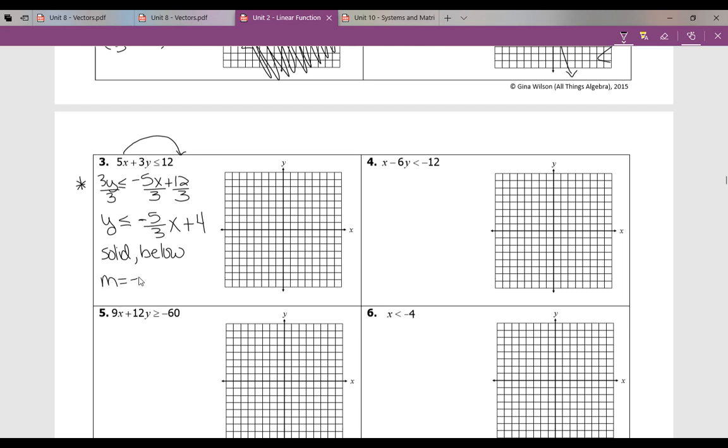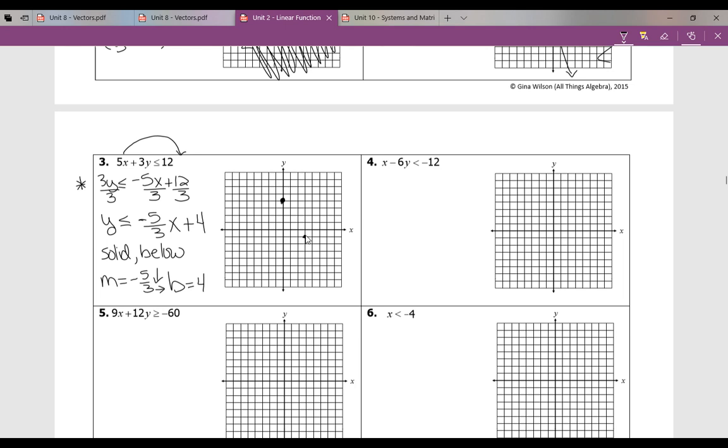Your slope, negative 5 over 3. Your beginning point is positive 4. So I'm going to go up to positive 4. 1, 2, 3, 4. On my y-axis, you always put that beginning point on the y-axis. I'm going to go down 5 and to the right 3. So count down 1, 2, 3, 4, 5. And to the right 1, 2, 3.